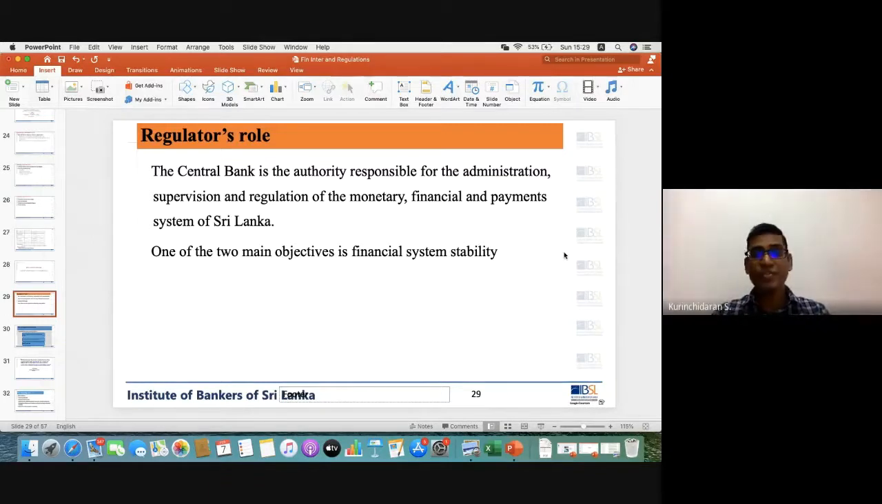But some of the central banks, in addition to this price stability, are also responsible for financial system stability under their law, right? But in some countries, you can see there's a separate entity to look after financial system stability. But in Sri Lanka, the central bank has a dual role. One is price stability. At the same time, they have to maintain financial system stability. You can go through the website and read the objectives and functions of the central bank, which are listed there in brief. So it's very important to read those.